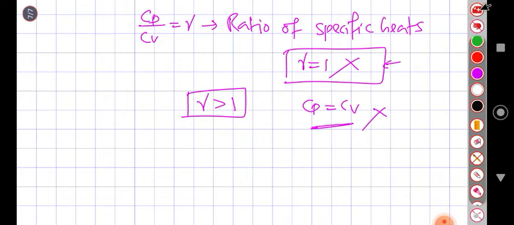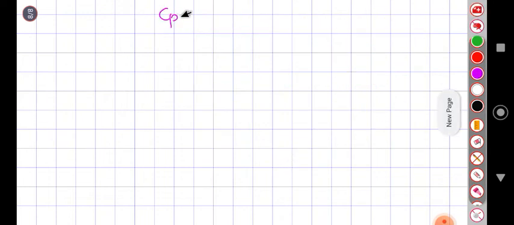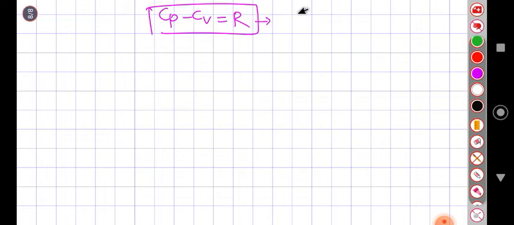Again, see, Cp minus Cv is equal to R. How does this equation come, do you know? For the ideal gas equation, we are writing Cp minus Cv equal to R from the ideal gas equation.